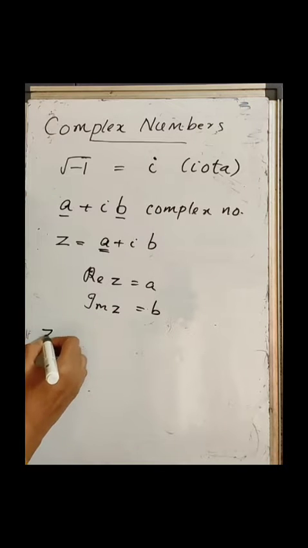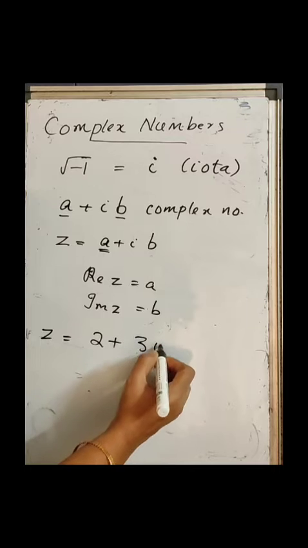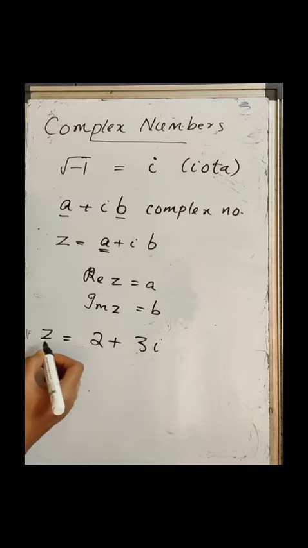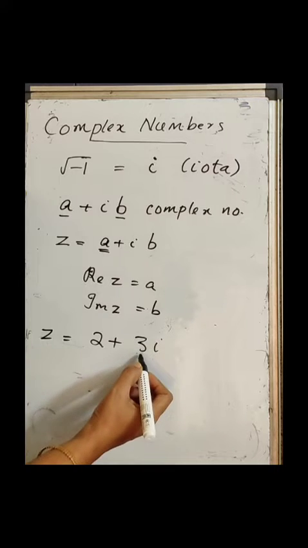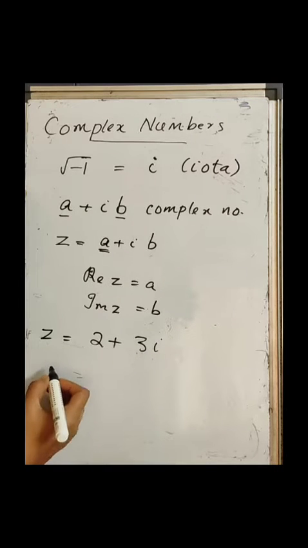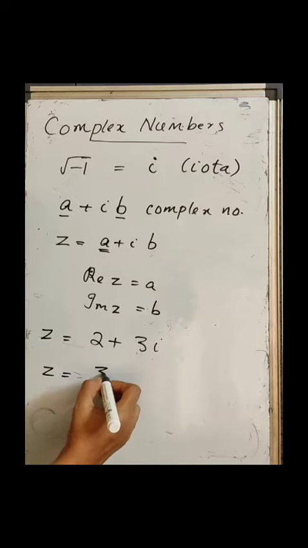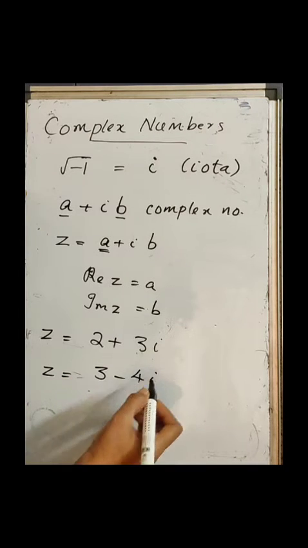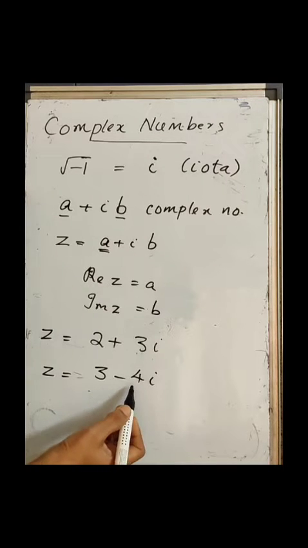For example, Z is equal to 2 plus 3i. Here the real part of Z is 2 and the imaginary part of Z is 3. Another example, Z is equal to 3 minus 4i. Real part of Z is 3 and imaginary part of Z is minus 4.